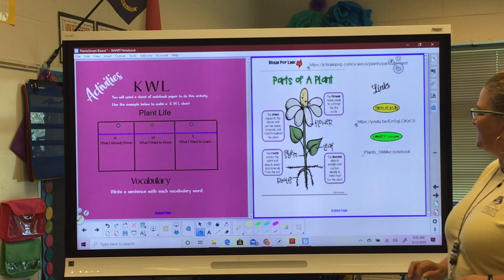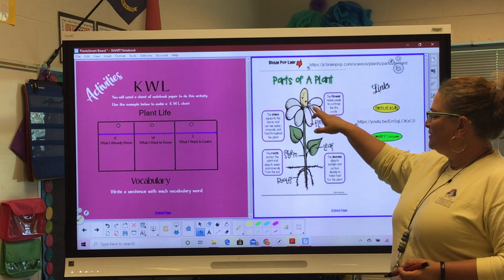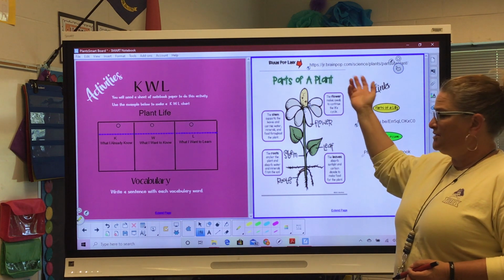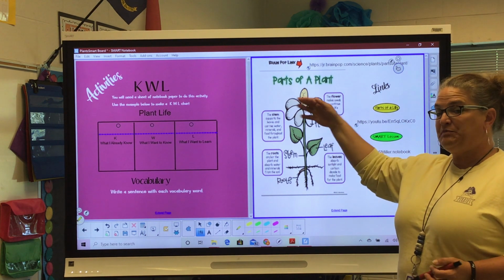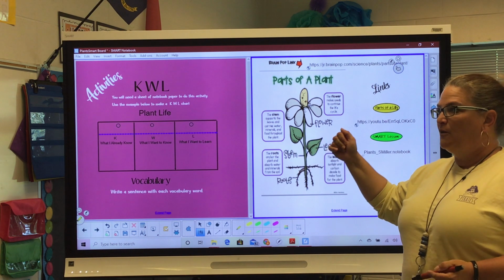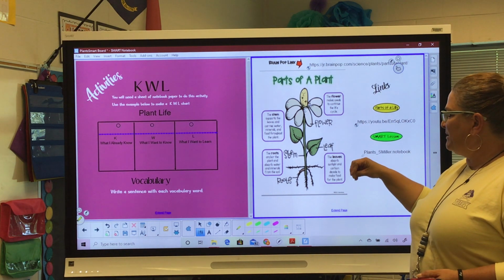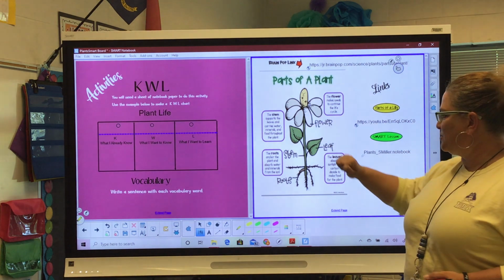The flower. The flower makes seeds and continues the life cycle. So anytime the flower makes seeds and then they are transported or dispersed by either wind or other animals or water or people, those seeds make new plants. So that's how their life cycle keeps going.